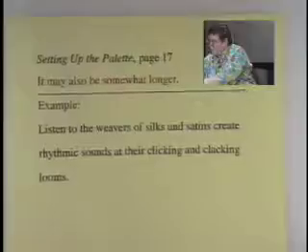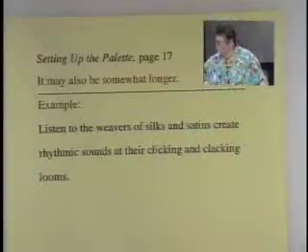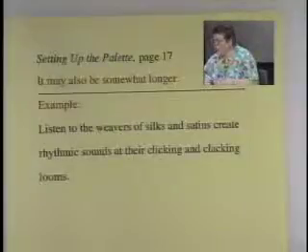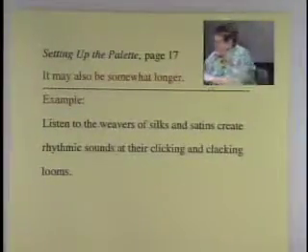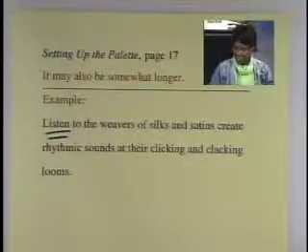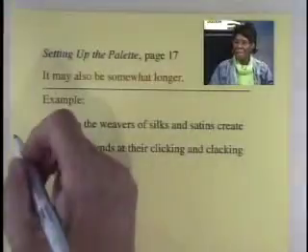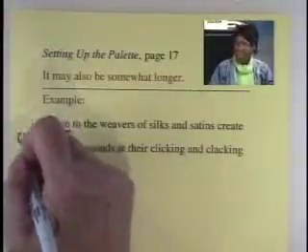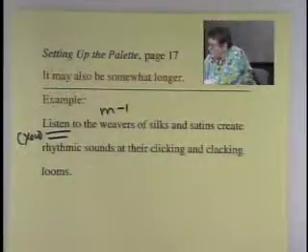Listen to the weavers of silks and satins create rhythmic sounds at their clicking and clacking looms. Yvonne, I don't see a subject, where's the verb? Listen. And then I think you still just have listen. I agree with you. Where is the subject? Implied you. What kind of a clause are we looking at? Main clause. And what kind of a sentence is it? Simple sentence.